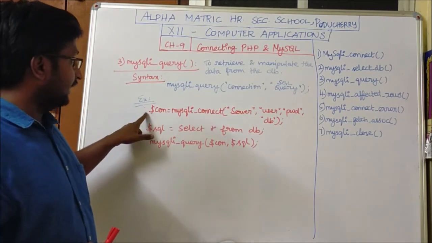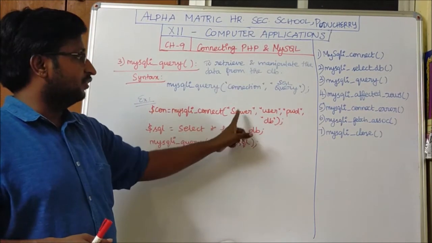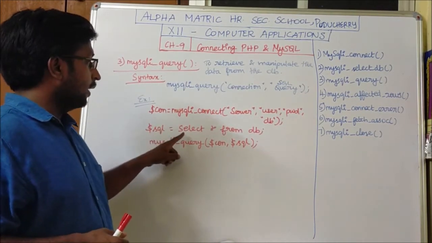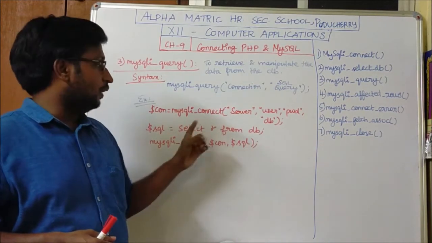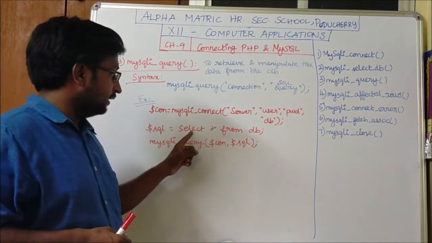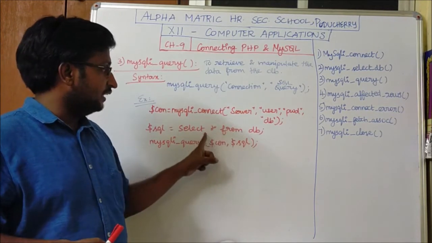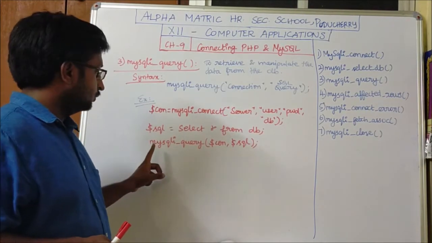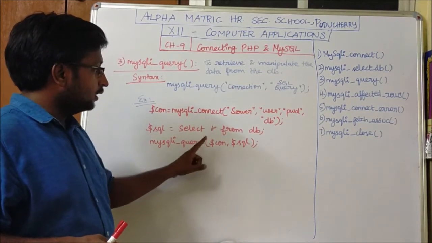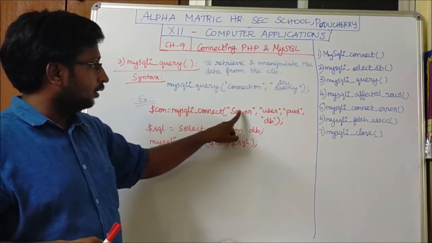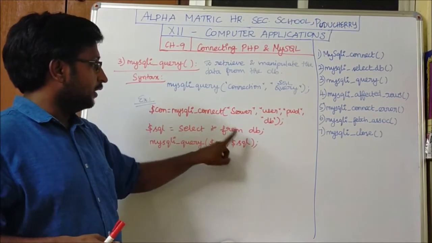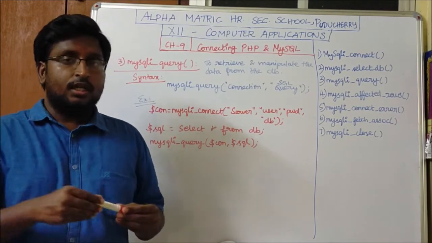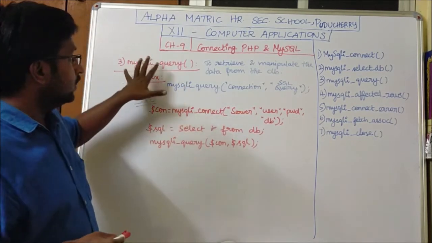In the example, connection is mysqli_connect with the same server, user, password and database name. Here I am declaring a variable sql which contains a SQL query that you have studied in chapter 3, select star from database, which selects all the data from the database DB and stores it in the variable sql. Now I am executing this mysqli_query. It first checks the connection with all the server details and credentials, and then executes the SQL query. So to execute the SQL query with the connection object, mysqli_query is used.